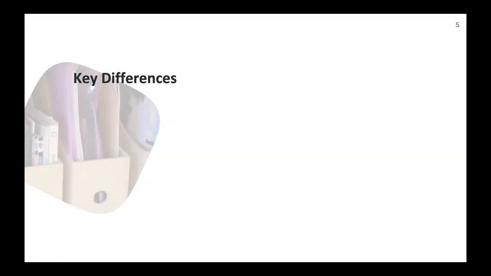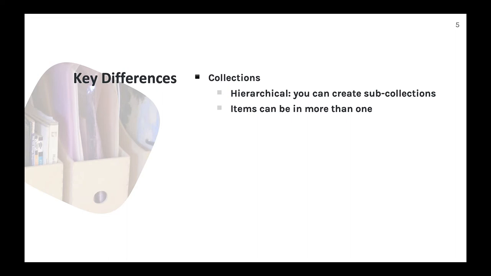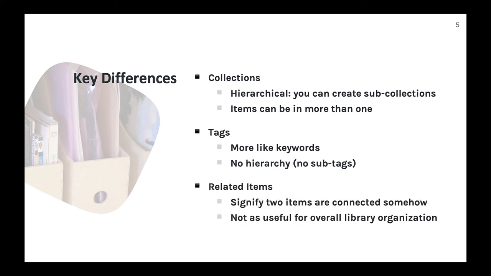Collections and tags are used most often in Zotero. There are a couple of main differences between the two. First, collections are hierarchical. You can create collections within collections. Collections are like containers for your Zotero items. Tags are more like descriptive keywords for individual Zotero items, but unlike collections, you cannot create subtags. There is no hierarchy. Related items can also be helpful for showing that things have a connection to one another, but they're less associated with organizing your library.